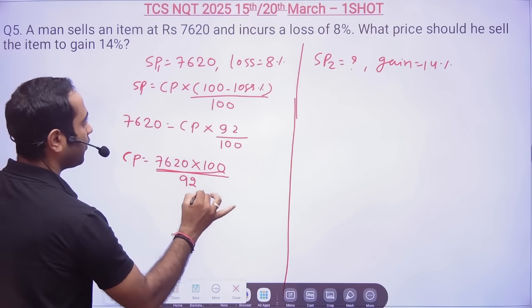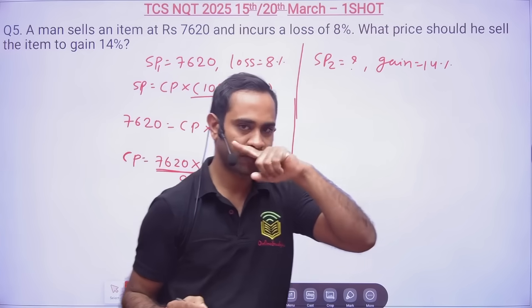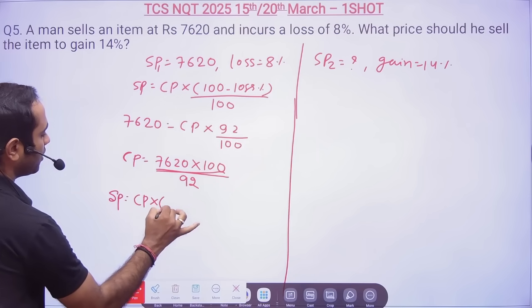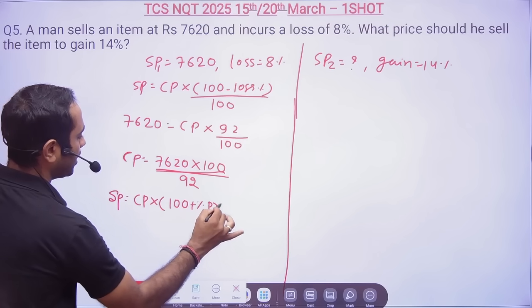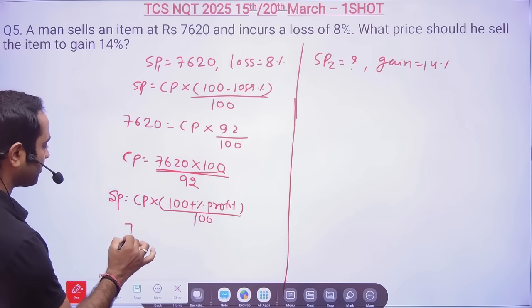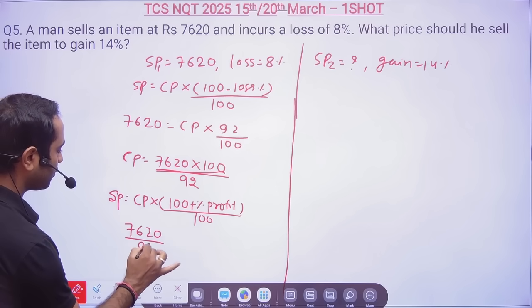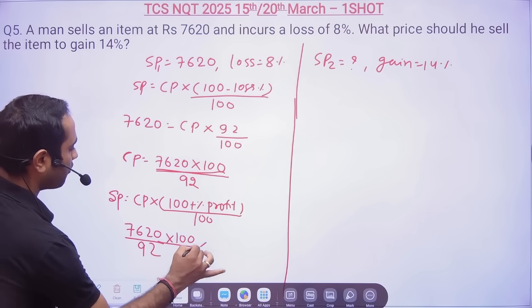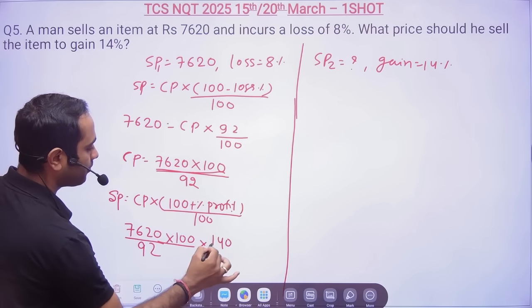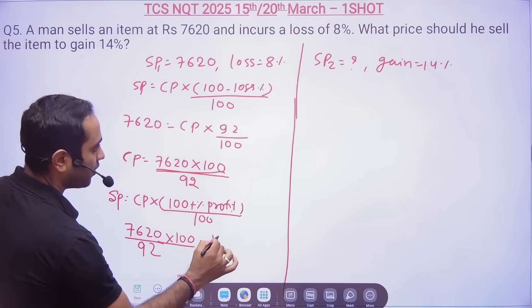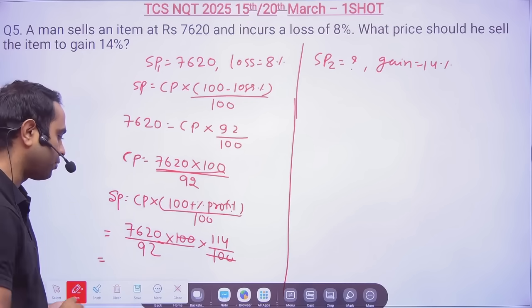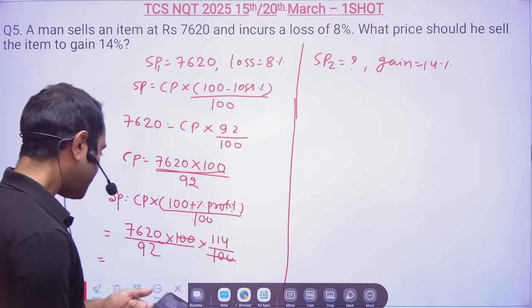Now they're asking you to find the selling price if I'm expecting a gain of 14%. So selling price will be equal to cost price into 100 plus percentage of profit, and then divided by 100. Your cost price is 7620 by 92 into 100, right? Now 100 plus the percentage of profit will be 114, right? Divided by 100. This and this cancelled. So 7620 into 114 divided by 92.